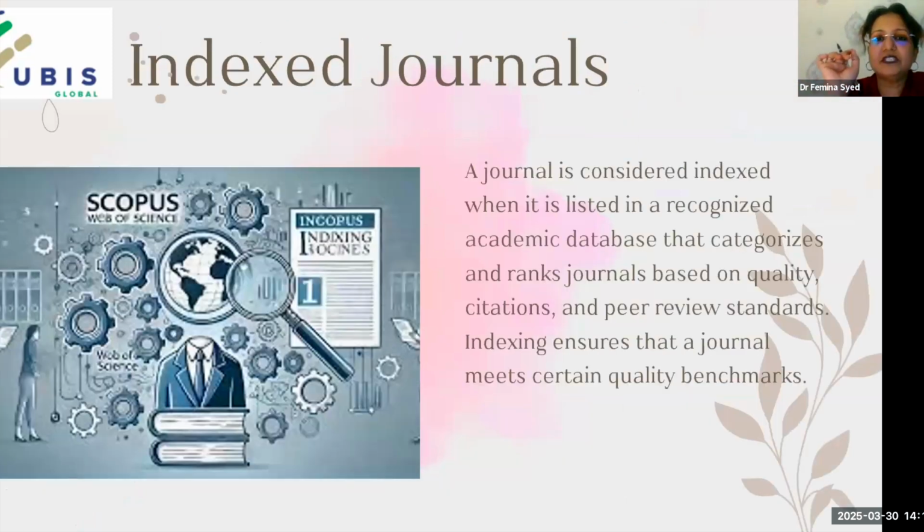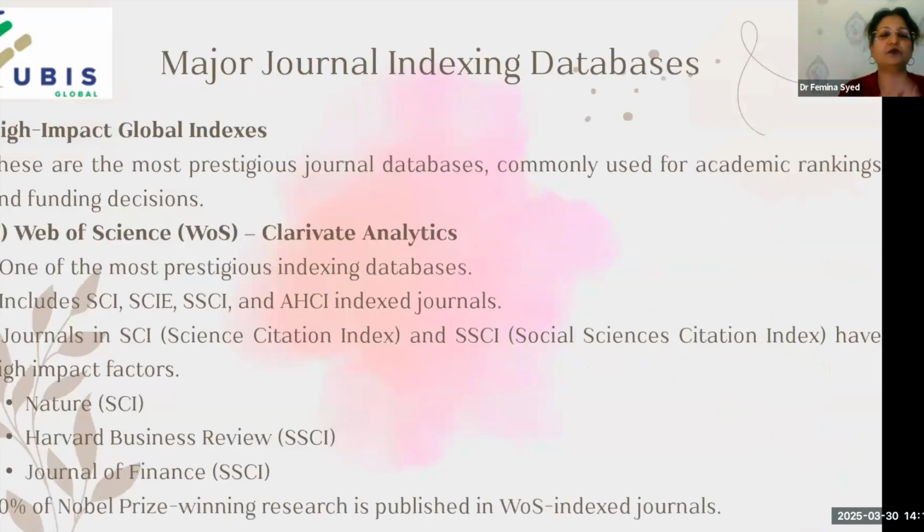Talking about indexed journals, a journal is considered indexed when it is listed in a recognized academic database that categorizes and ranks journals on the basis of quality, citation, and peer-review standards. So indexing ensures that a journal meets certain quality benchmarks. Major indexing databases are, say, Web of Science. It is managed by Clarivate Analytics.